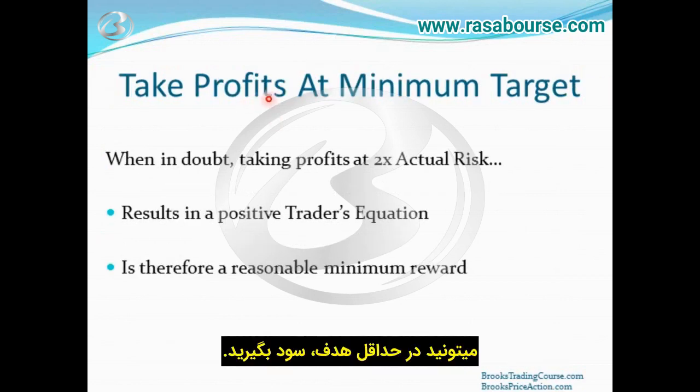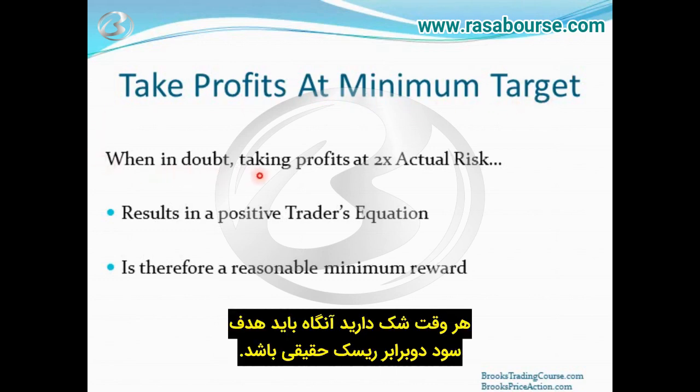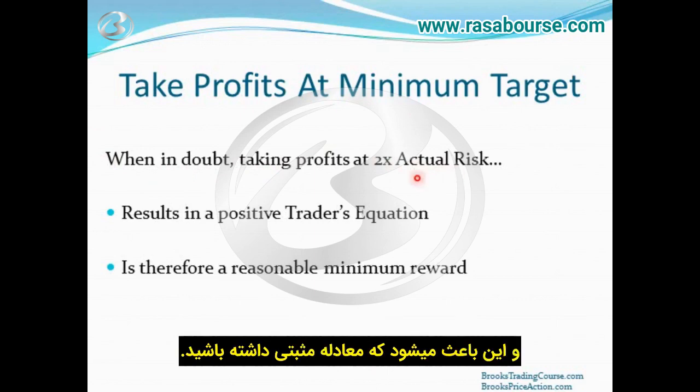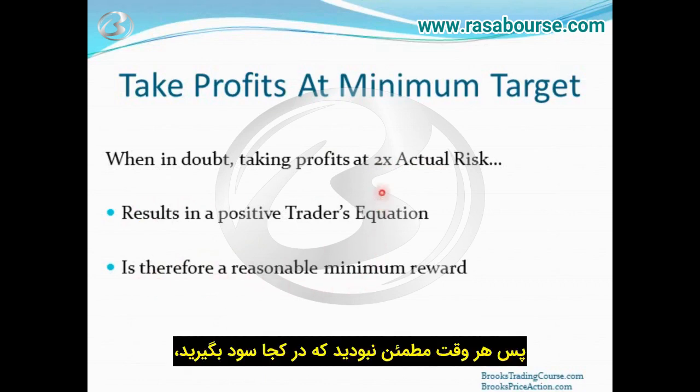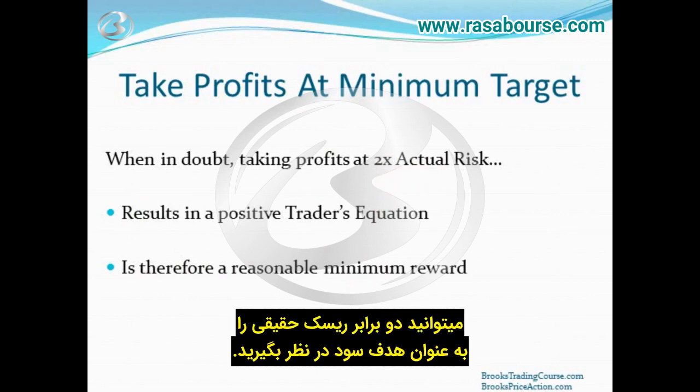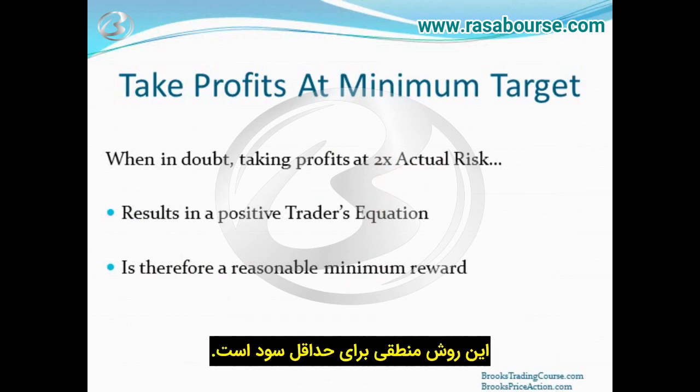You can take profits at your minimum target. When in doubt, you always take profits at 2 times actual risk, and this results in a positive equation. It is therefore also a reasonable minimum reward. So when you're not sure where to take profits, go for 2 times your actual risk. That's a reasonable minimum.